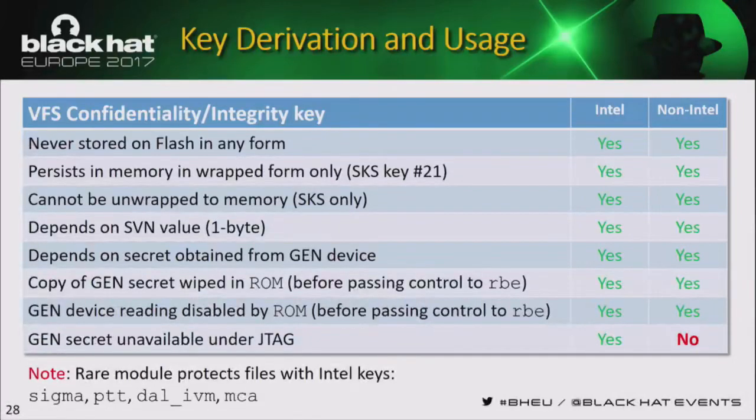All secrets depend on data obtained from Gen device. Gen device is handled very carefully. When ROM finishes its processing and passes control to the RBE module, which is the starting module for ME, it empties Gen and erases the copy of data that it holds for deriving purposes. So after ME performs any necessary ROM operation, there would be no Gen data available.